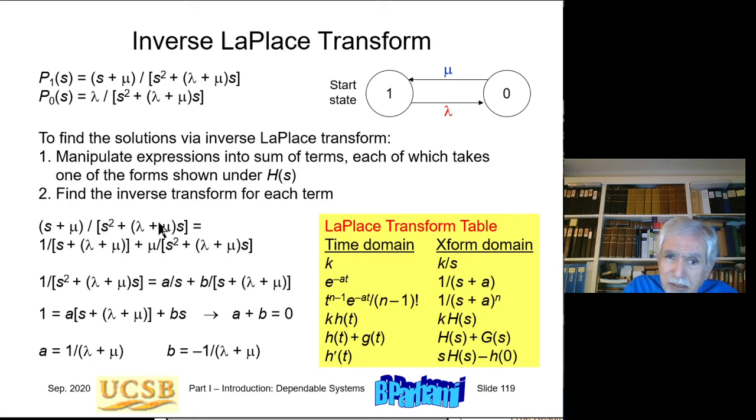Take this fraction, s plus mu times s squared plus lambda plus mu times s. This s plus mu is a constant, so I can ignore it for now and then reintroduce it later. Remember, a constant times h of s: if I find the time domain version of this, I can just multiply by k to get the time domain of this. So let's ignore this.